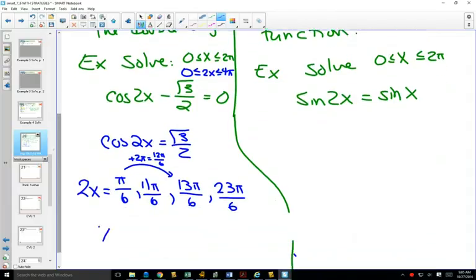And then solving for x, divide each of them by 2, which is multiplying by a half. You get pi over 12, 11 pi over 12, 13 pi over 12, and 23 pi over 12.